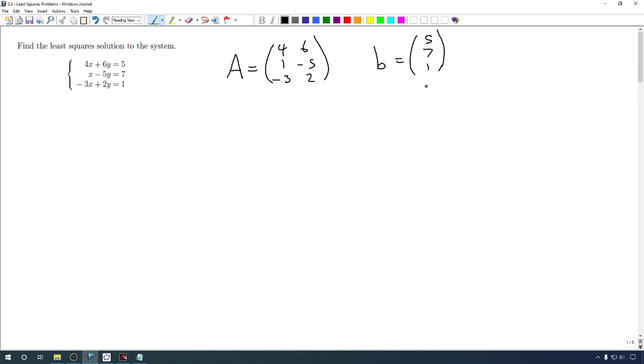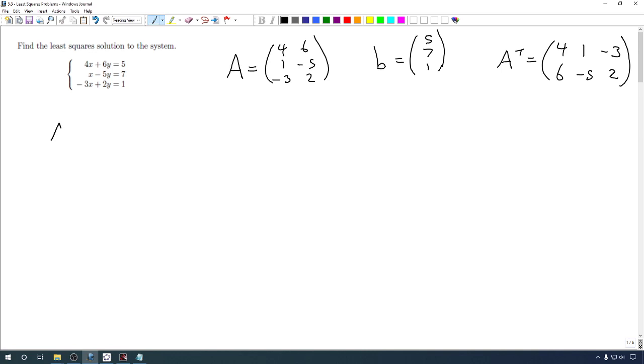We'll go ahead and take the transpose of A. I'll just go ahead and write it over here. So our first row is 4, 1, negative 3. Our second row is 6, negative 5, 2. And now we are going to multiply both A and B by A transpose. Remember, we're multiplying them both on the left.